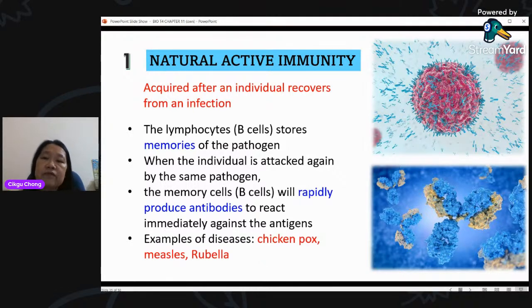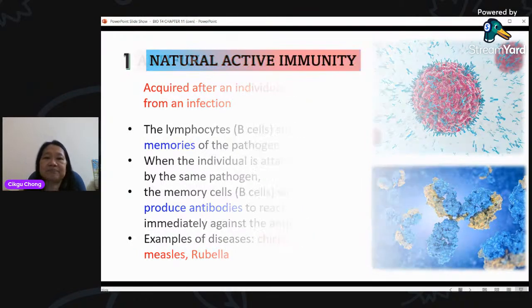Examples of diseases that can offer you natural active immunity are chickenpox, rubella, and measles. Rubella is actually called German measles. This is the reason why for these three diseases, usually it infects you only once. You get chickenpox once in your lifetime, because your B cells are still in your blood. They will be able to produce antibodies immediately once you're infected again by the same antigen. Let's go to the second type.